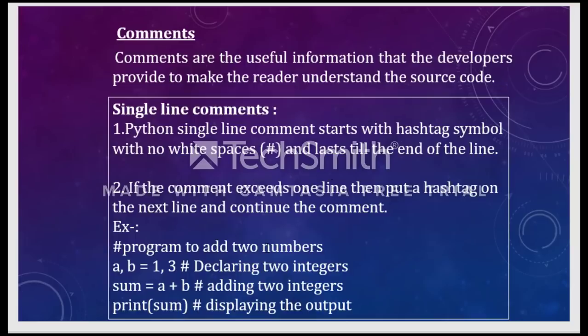Comments are the useful information that the developers provide to make the reader understand the source code. So we write the general program. After writing this program, if any person wants to see that program and understand the purpose of writing it, we can mention the purpose of these statements in the comment section. In Python programming, there are two different kinds of comments we can use: single line comments and multiple line comments. Single line comments can be done by providing a hash symbol at the start of each line.